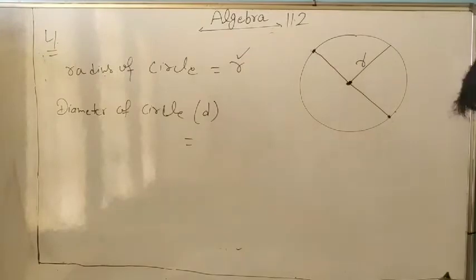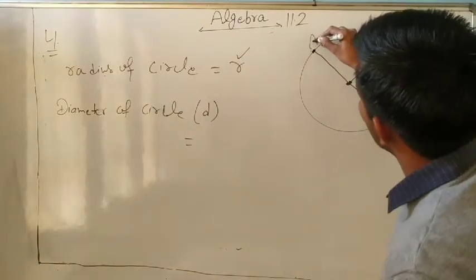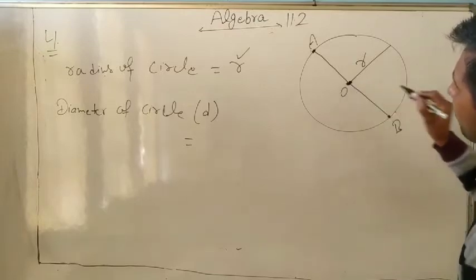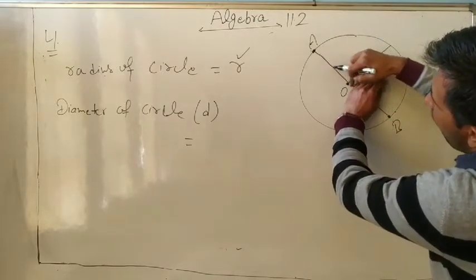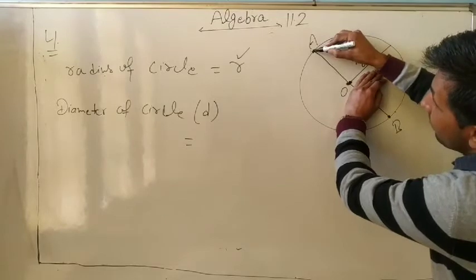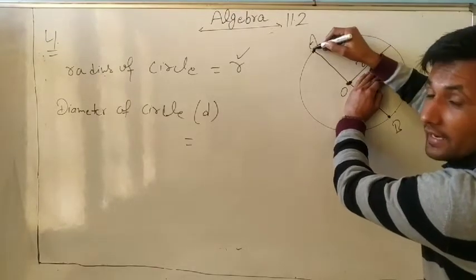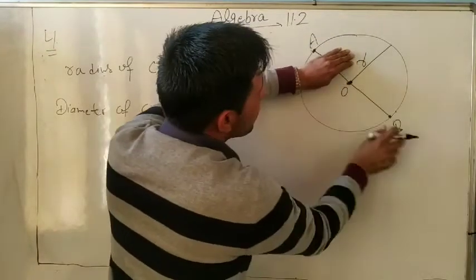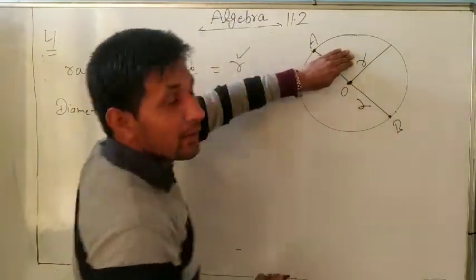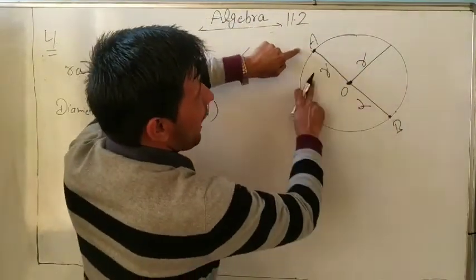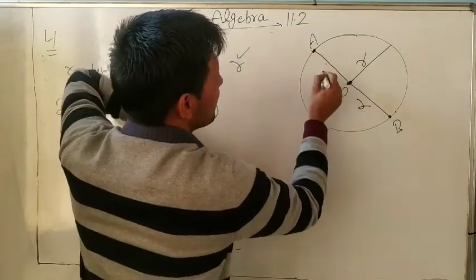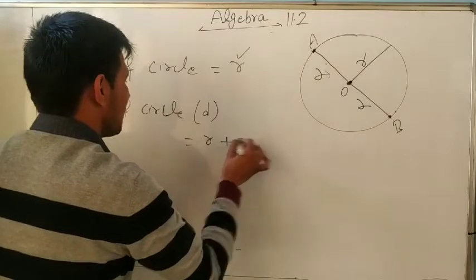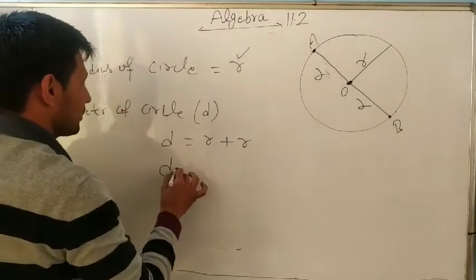Yes, we observe one thing: it is diameter A to B. A to B is the diameter and suppose the center is O. If I ask you A to O, what is it? A line from the center to any point is a radius R. Same way, O to B is also R. So how much is the diameter? R plus R. Total length of AB is R plus R. So diameter is equal to R plus R.